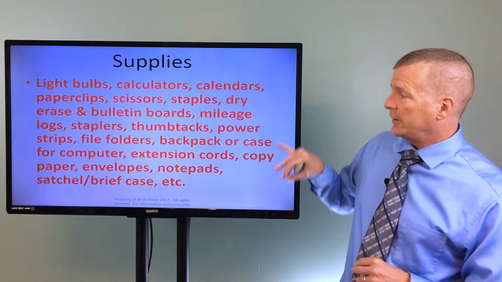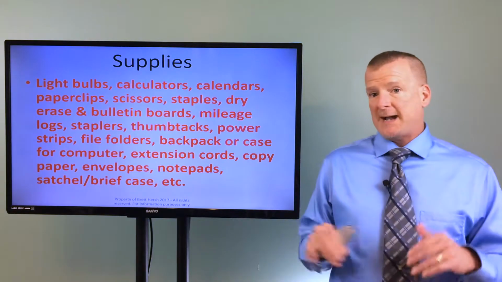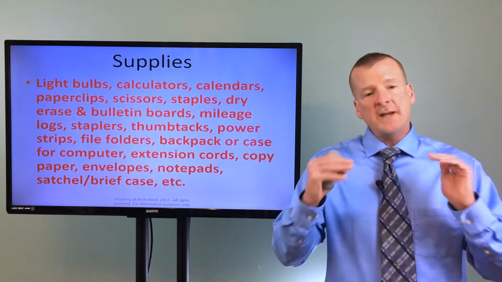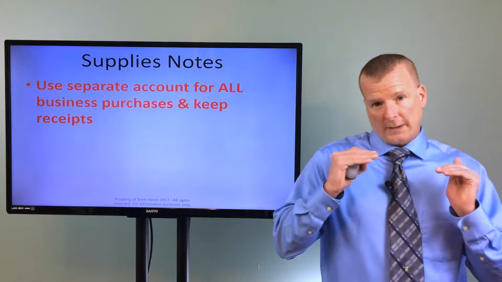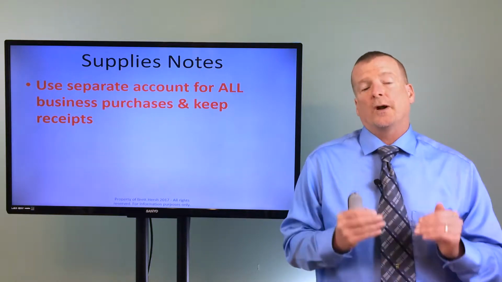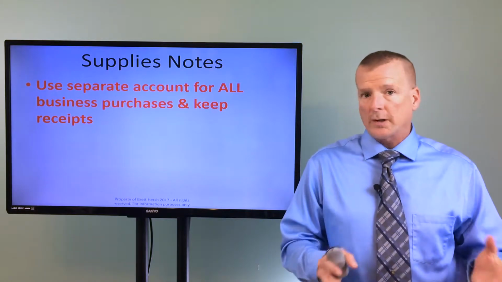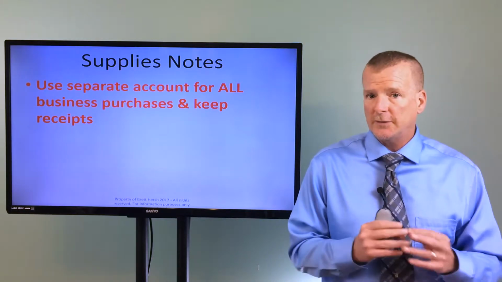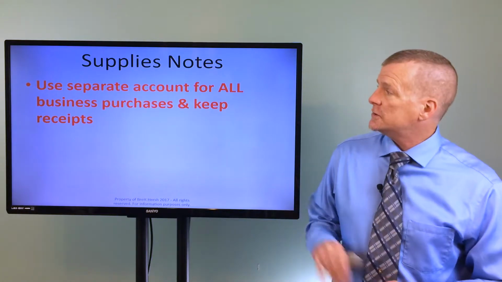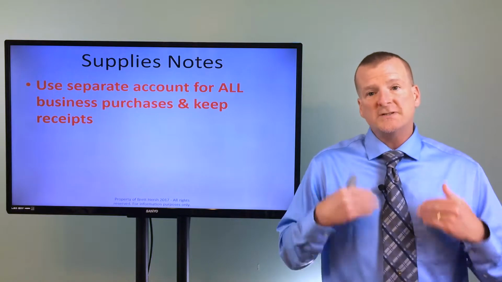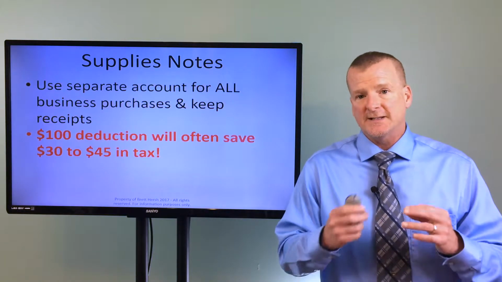However, if you print out the PowerPoint, you can see all these items here: light bulbs, calculator, staplers, thumbtacks, backpack, or a case for your computer. Many of these little items add up, so keep those in mind. Now, I don't want you to lose these deductions. So what I want you to do is make sure if you're going to the grocery store or Walmart or wherever you go to purchase supplies, Target or wherever you're going, make sure you separate your personal items from your business and use your business account on all business purchases, and make sure you keep the receipts using the methods that we discussed earlier in this course.